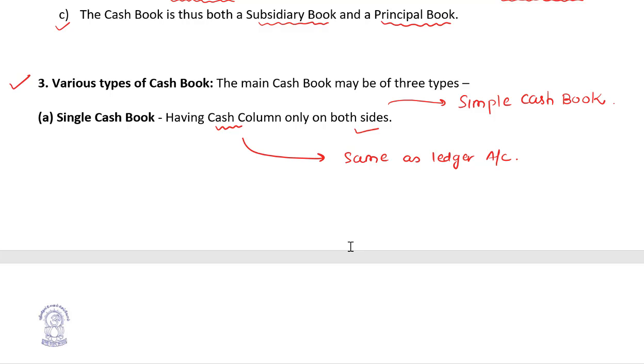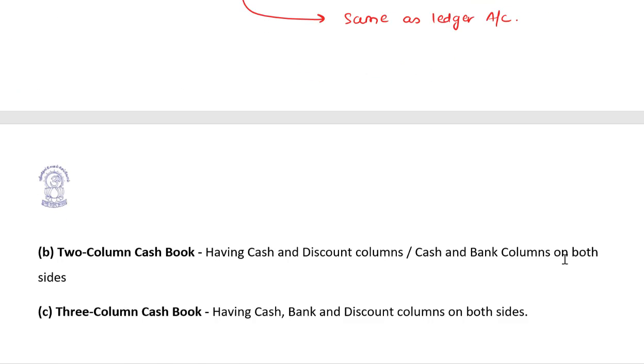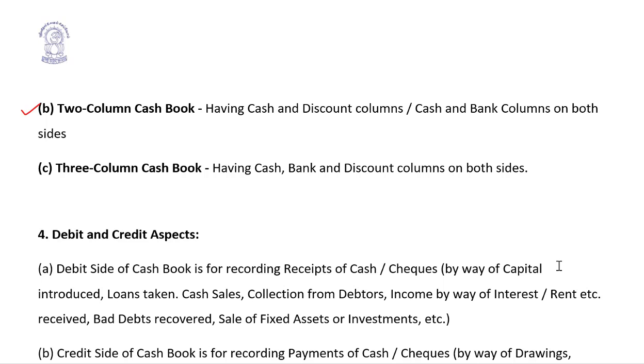Same as ledger account. Two column cash book having cash column and discount column, and having cash column and bank column on both the sides. This means we should understand over here, two column cash book can be prepared in two types.